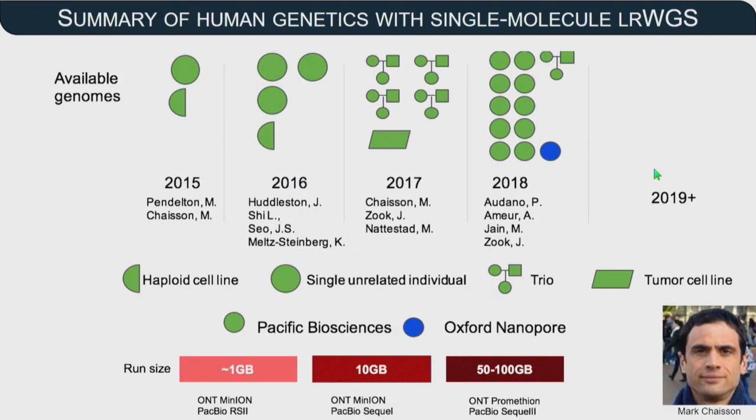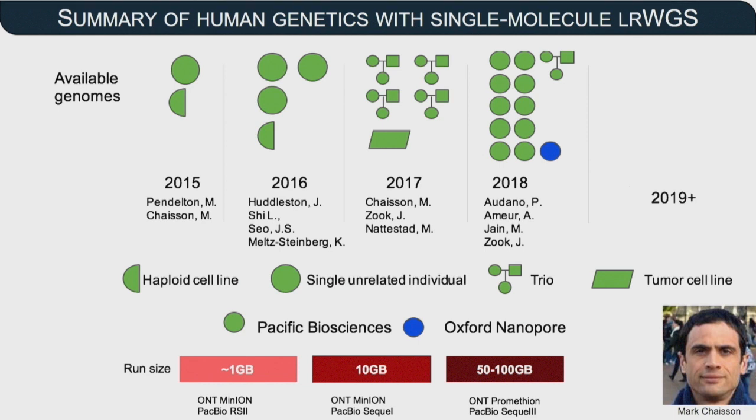And this is a slide from Mark Chaisson from yesterday that I'm just showing again here, where this is the state of single molecule long read sequencing. In 2015, Mark and others had the haploid cell lines. 2016, we added a few more. 2017, we added a few more trios with our Human Genome Structural Variation Consortium, the HGSV, which I'll talk about a good bit. And then 2018, a few more. And in 2019, what's coming, we know there are studies out there.